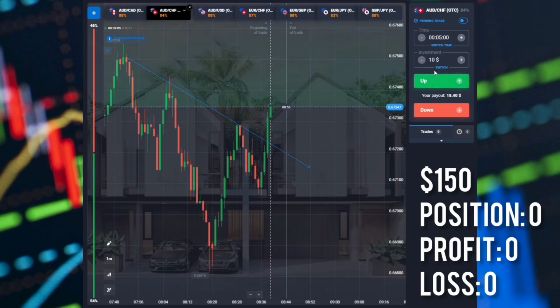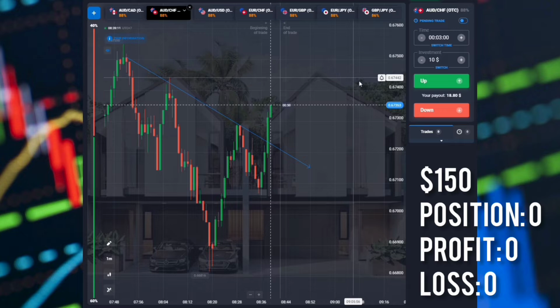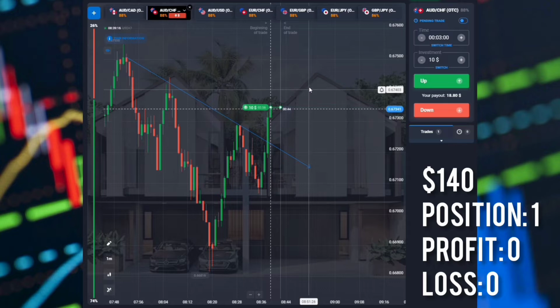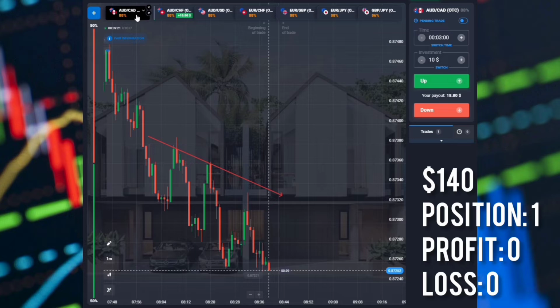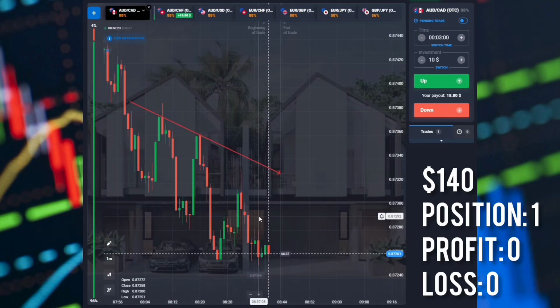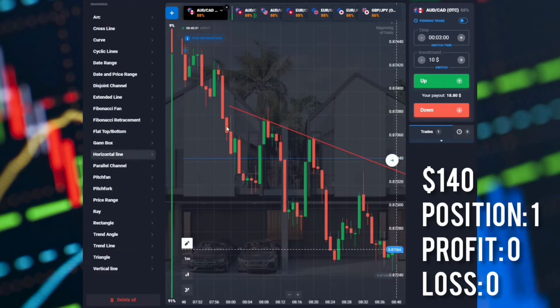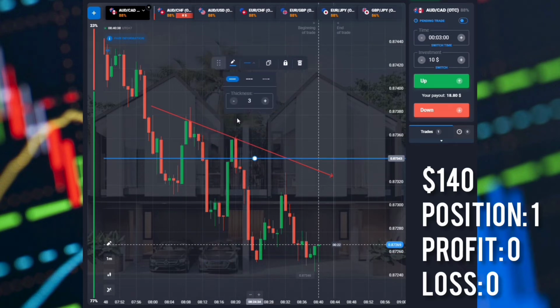Okay, I'm going to change this to 3 minutes and up. Okay, let's see what's going on. Okay, I think we can use this. We're going to draw the horizontal line. Let me do this and no, move this first.